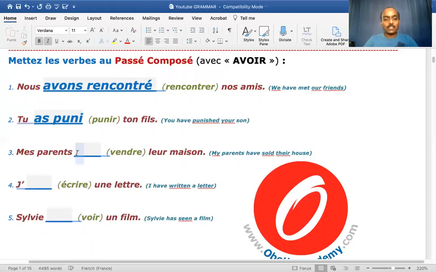The next verb is vendre, and for this verb, what's your subject? You have a subject noun, my parents. So we need to find the equivalent subject pronoun for my parents. It is something like they, ils. So when it is ils, your avoir conjugation is ont and the verb vendre ends with re. So you remove re and put u. So you got mes parents ont vendu leur maison. My parents have sold their house.